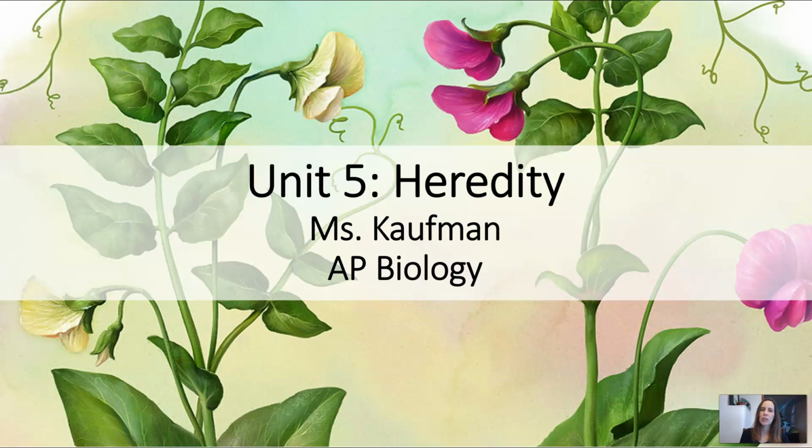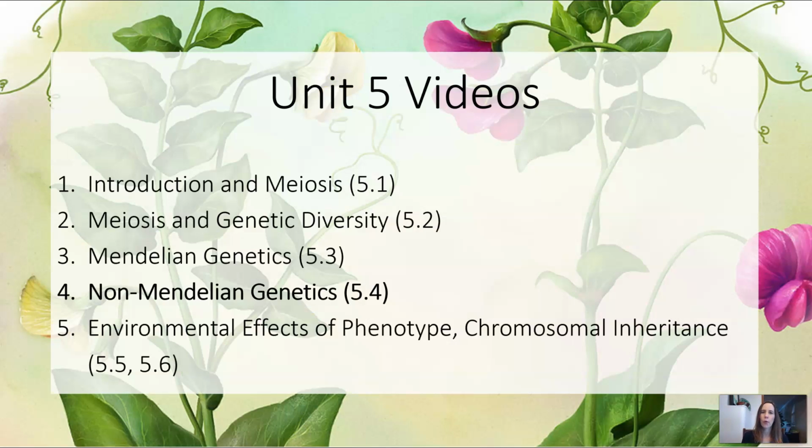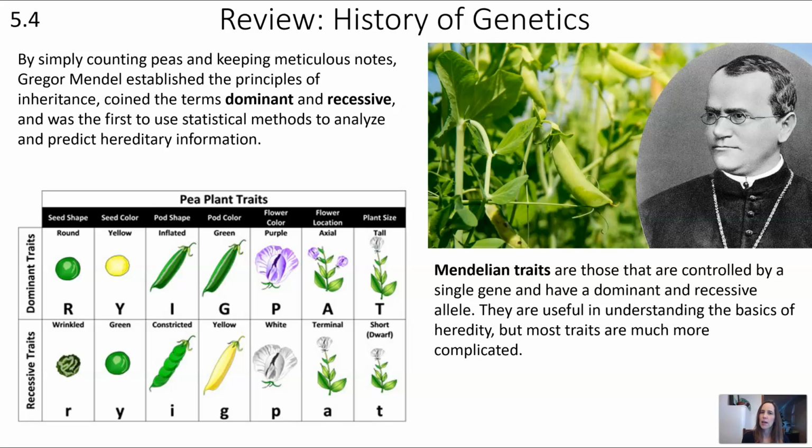AP Biology, Unit 5 on heredity, and this is video 4. We're getting into non-Mendelian genetics. So before we get into non-Mendelian genetics, let's just remind ourselves what Mendelian genetics is all about. Mendelian traits are those controlled by a single gene and have dominant and recessive alleles. That's helpful, it's useful as a starting point, but almost everything is non-Mendelian.